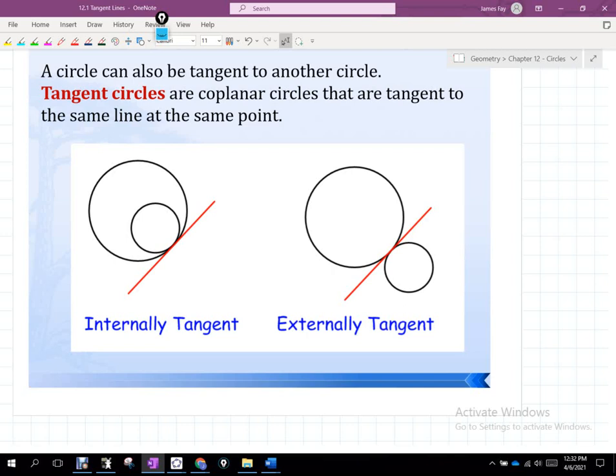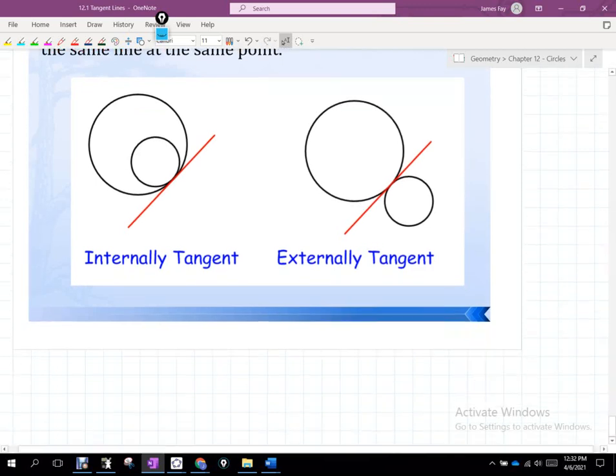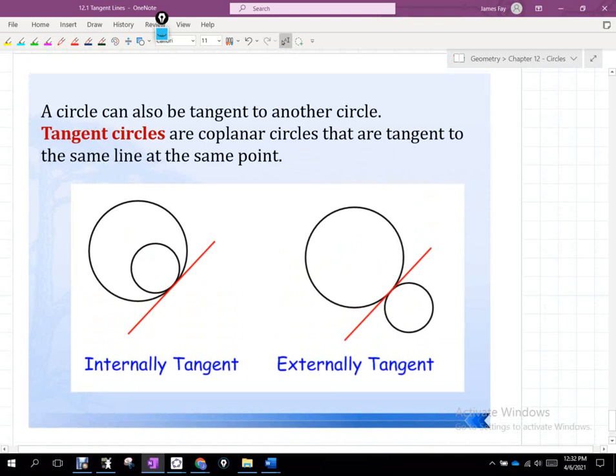So we can extend this stuff to spheres and other shapes as well. But internally tangent means the circles are on the inside of each other. Externally tangent means they're on the outside of each other. Is that okay with everybody? Anybody have questions on tangents?